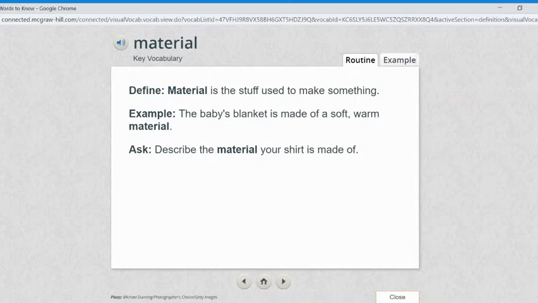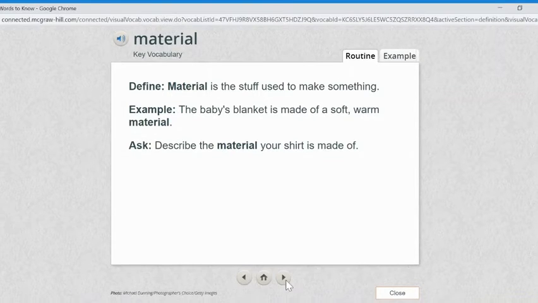Describe the material your shirt is made out of. My shirt is made of mostly cotton, maybe some polyester, but mostly a cotton shirt, nice and warm.